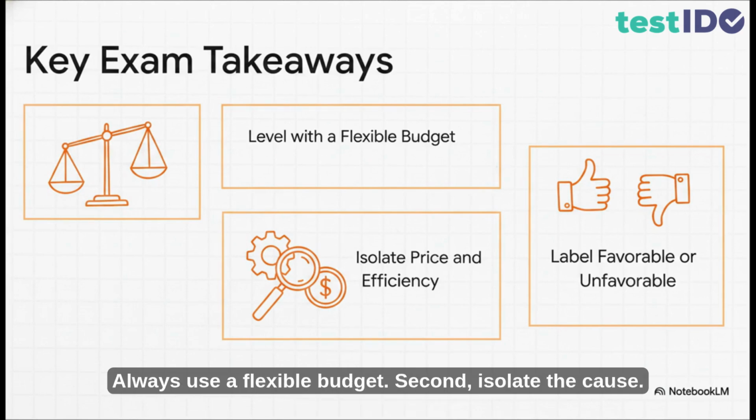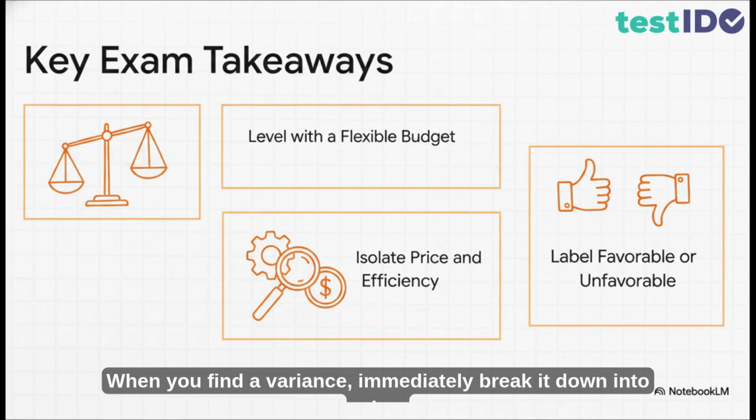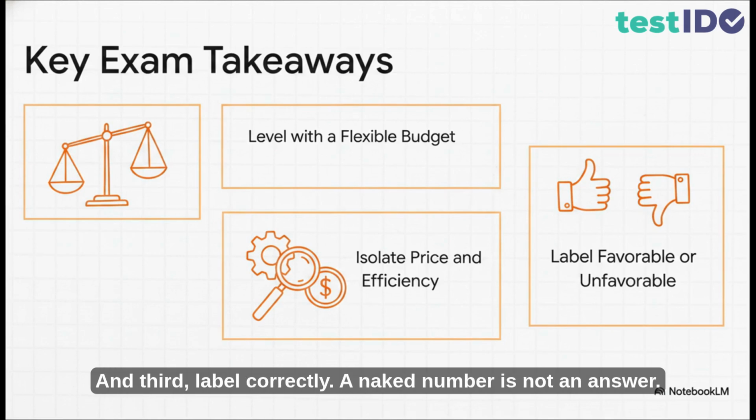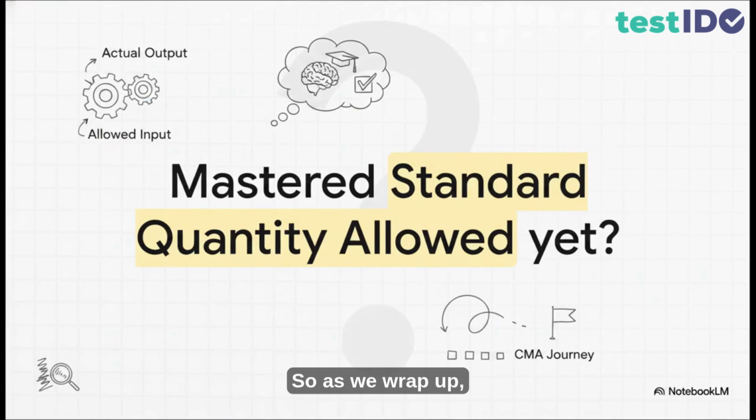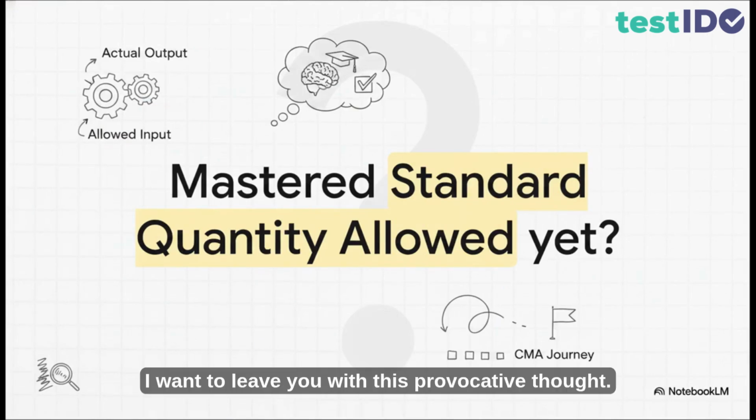Second, isolate the cause. When you find a variance, immediately break it down into price, which is what we paid, and efficiency, which is what we used. And third, label correctly. A naked number is not an answer. You gotta mark your variances as favorable, meaning it generated more profit, or unfavorable, meaning it resulted in less profit than planned. So, as we wrap up, I want to leave you with this provocative thought.